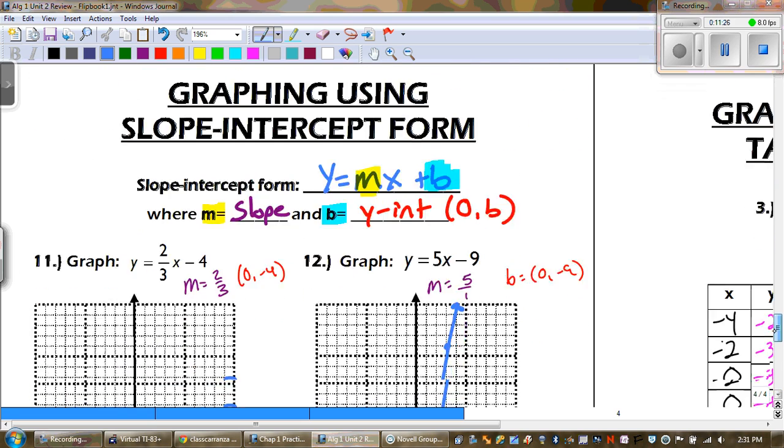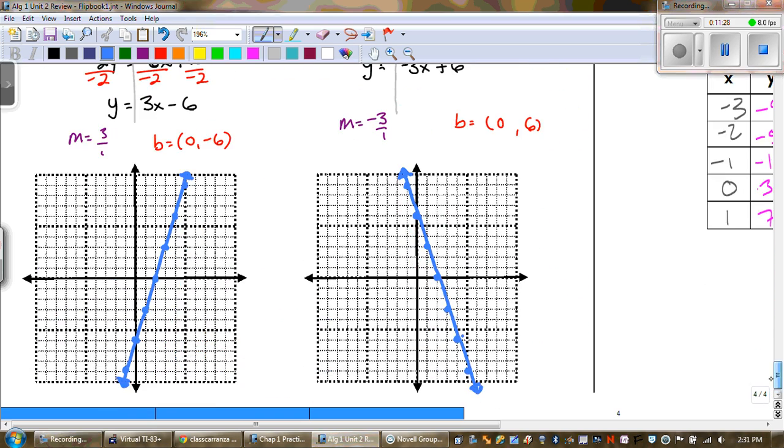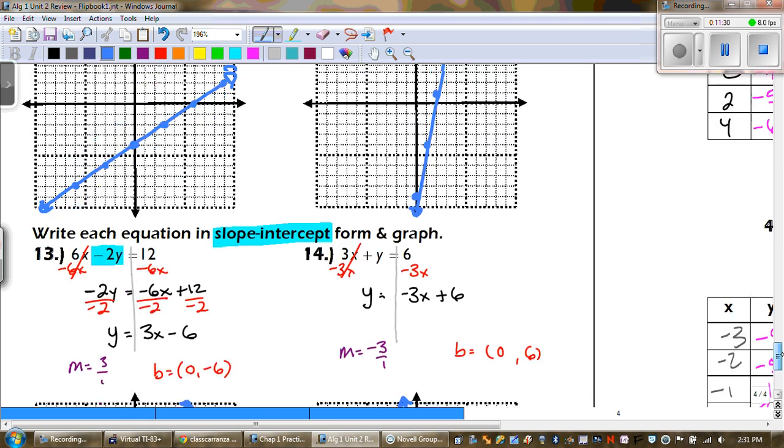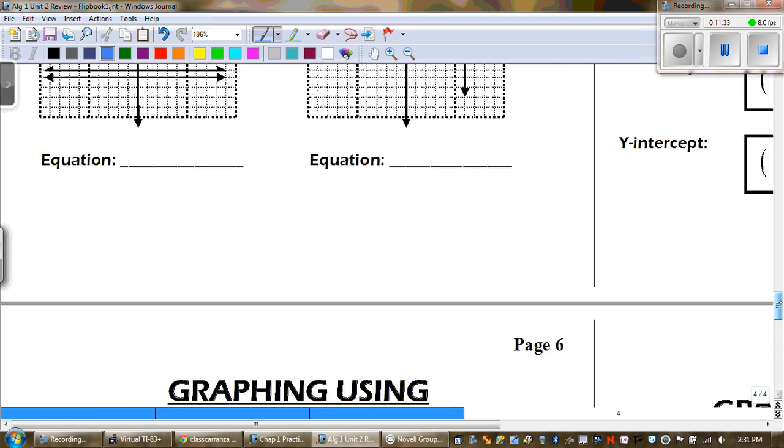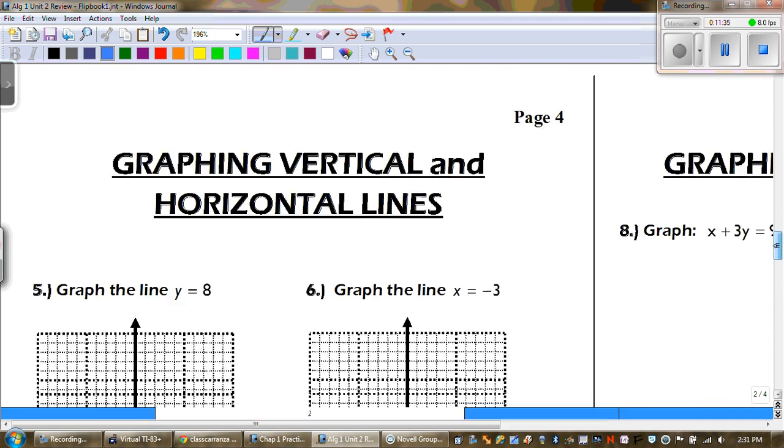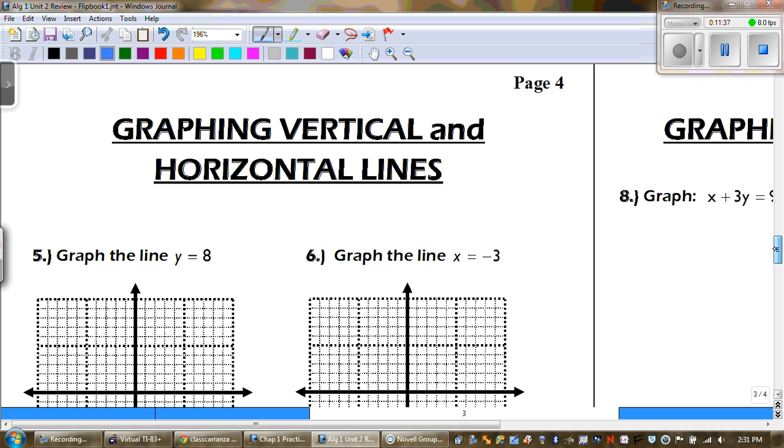Sorry guys, that was all page 6. All these booklets, it's getting me kind of confused. Sorry about that. Hopefully you were able to catch up with me. All right, let's go to page 4.